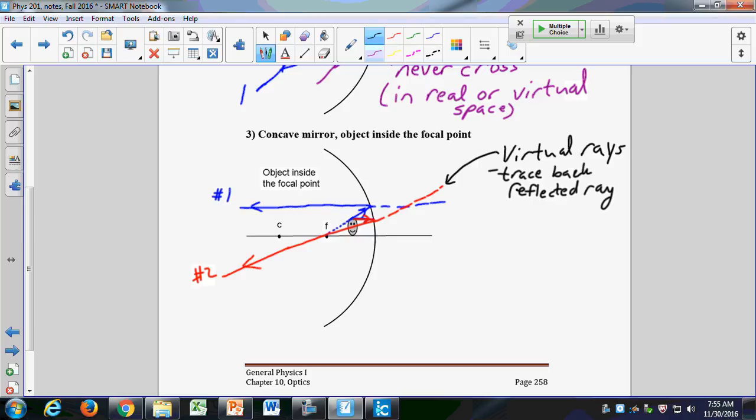We have two rays. The first one, the incident ray, is parallel. Is it raining outside? Yeah.